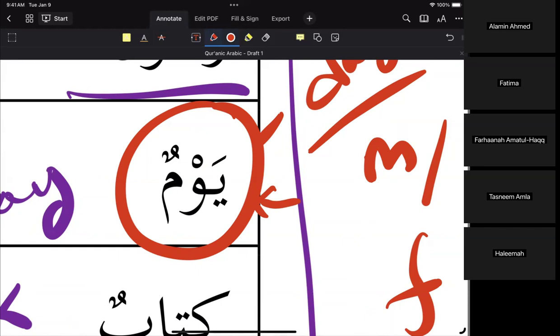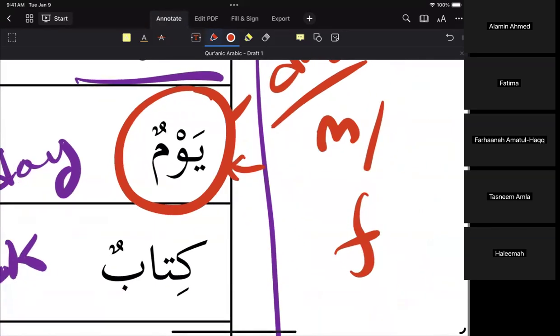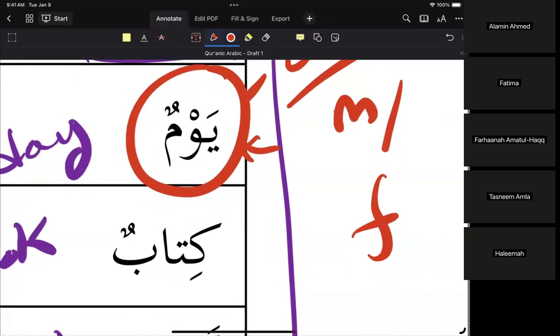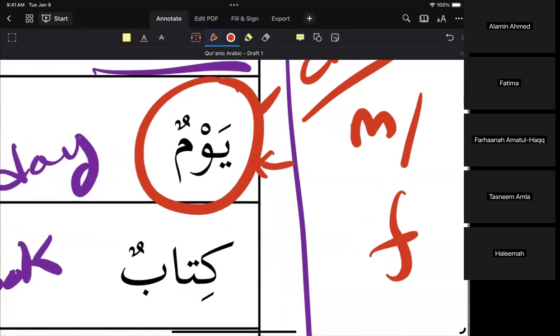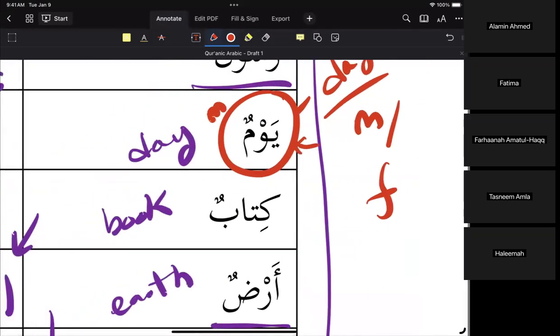Does it have ta marbuta? No, it doesn't, so it's not feminine. Is it part of the body parts in pairs? No. Is it one of the special words? No. So far, all the tools that we have are failing, so from that perspective we have to assume the default, which is masculine. So this word would be a masculine word.